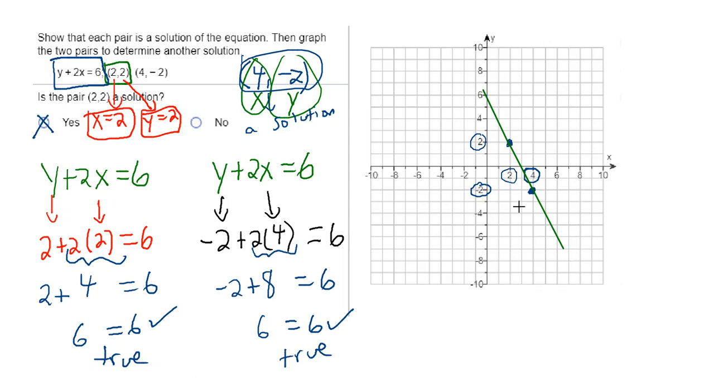So I connected the 2 points with a straight line, and any point on this straight line should be a solution to this equation. So let's confirm that. So we have this point here, for example. This point, let me switch.